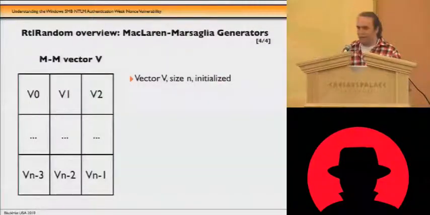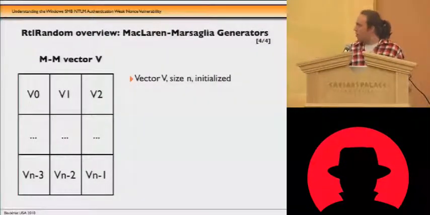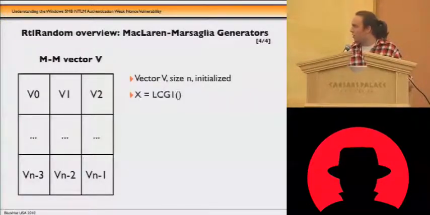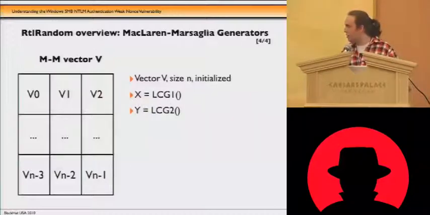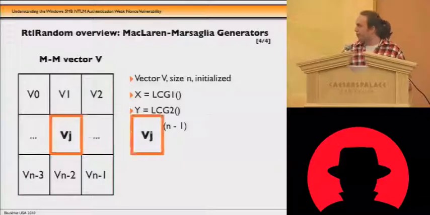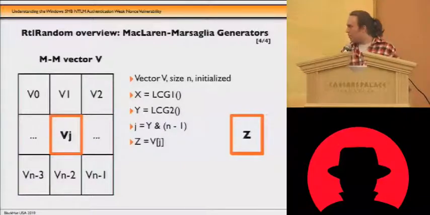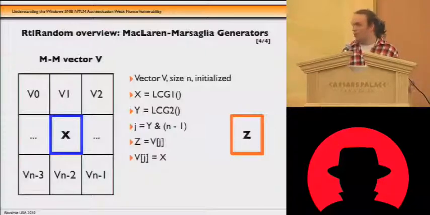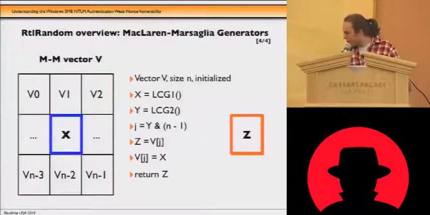I have a little demo of what's happening inside there. We have the vector with n size length, which is initialized. First, we'll call the first LCG, then the second LCG. Based on the output of the second LCG, we'll create an index to use to address values in the table. We'll fetch a value at the index created, and we'll store a new value, which was created with the first LCG, and return the previously fetched value.